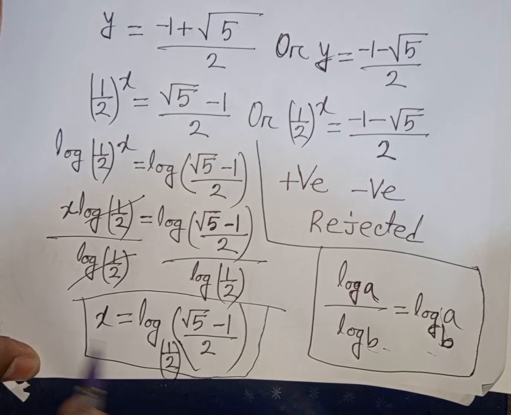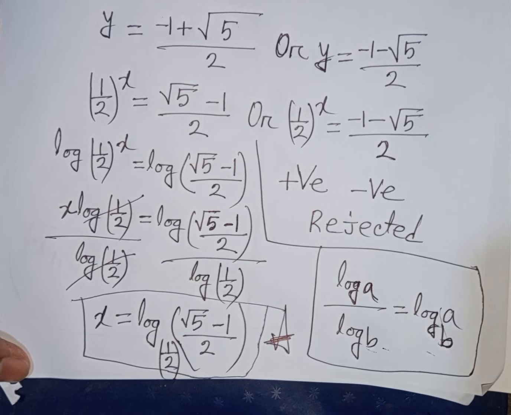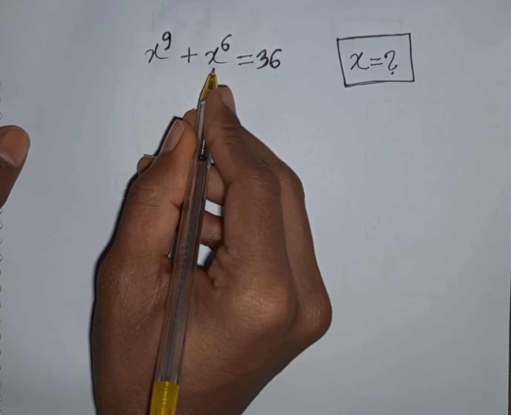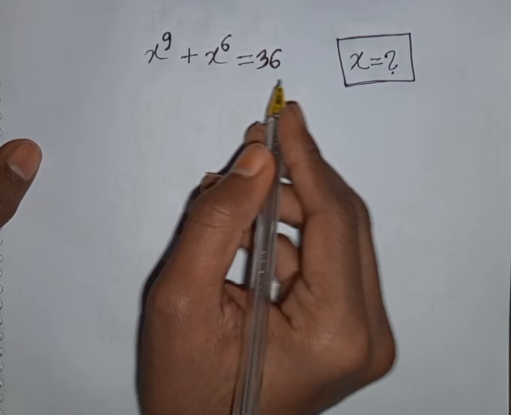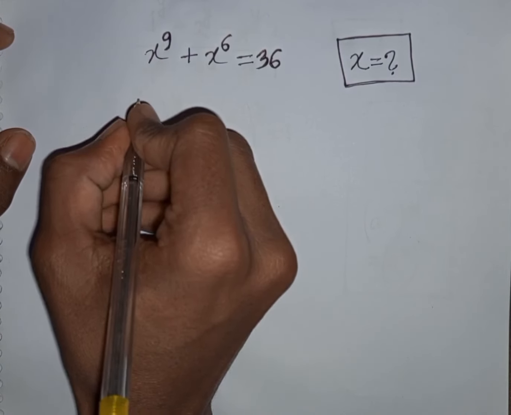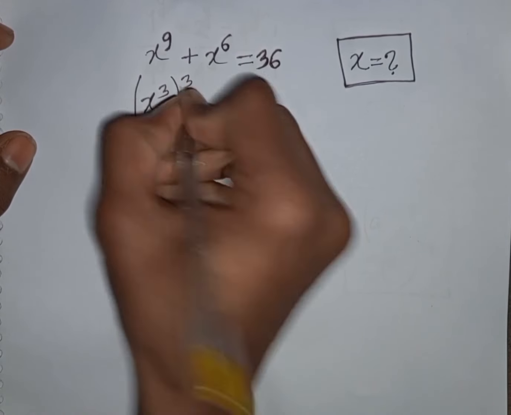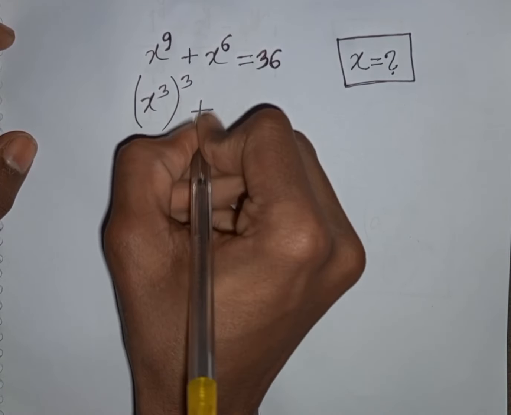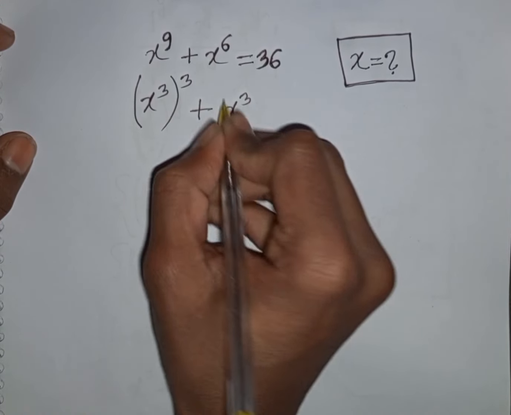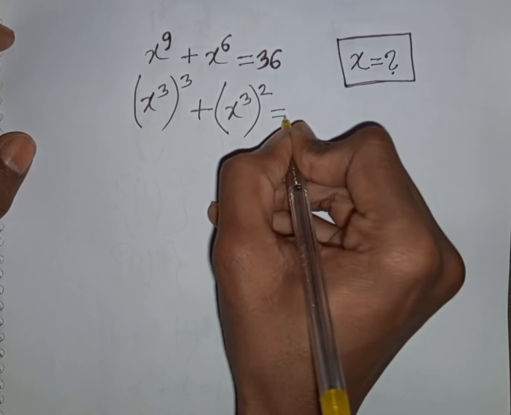So this is the value of x, so this is our final answer. After that, how to solve x power 9 plus x power 6 is equal to 36. Find the value of x. So we have x power 9 can be written as (x power 3) power of 3, plus x power 6 is same as (x power 3) power of 2, is equal to 36.